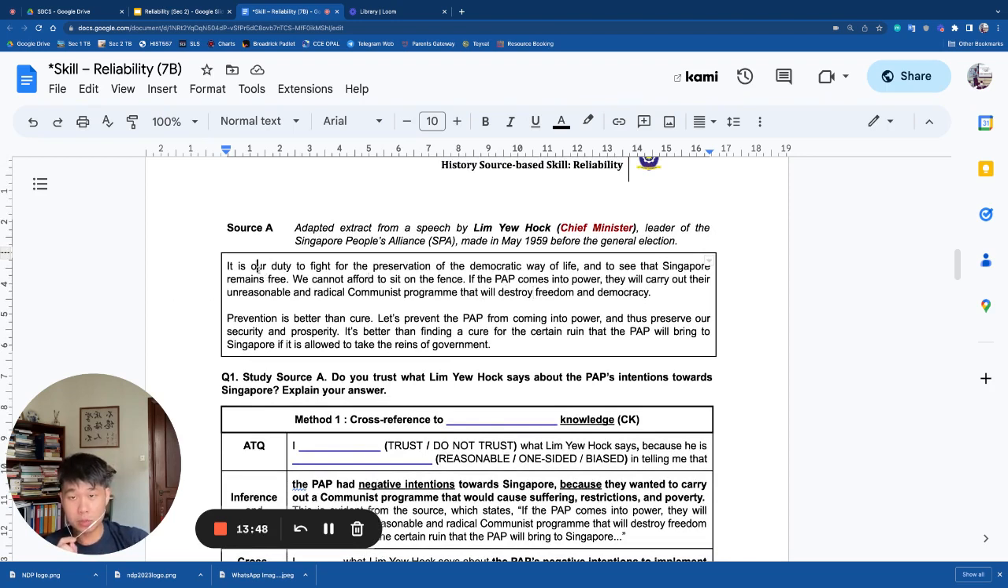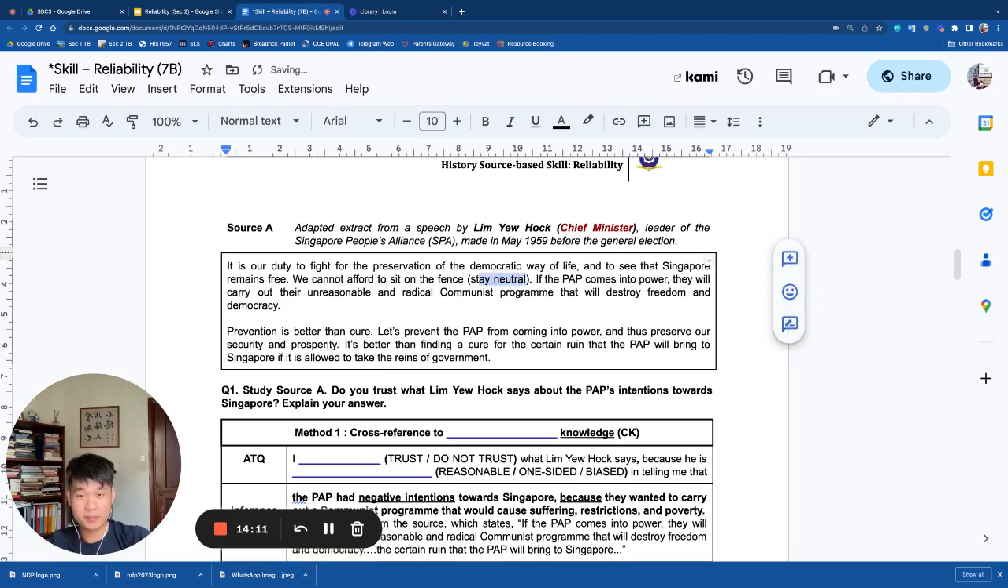He says it's our duty to fight to preserve the democratic way of life, to see that Singapore remains free. We cannot afford to sit on the fence. The term sit on the fence here means, not pick a side, stay neutral. So if you need to understand this term, sit on the fence, you want to use it for an English essay, it just means to stay neutral. That's what it means. Okay.